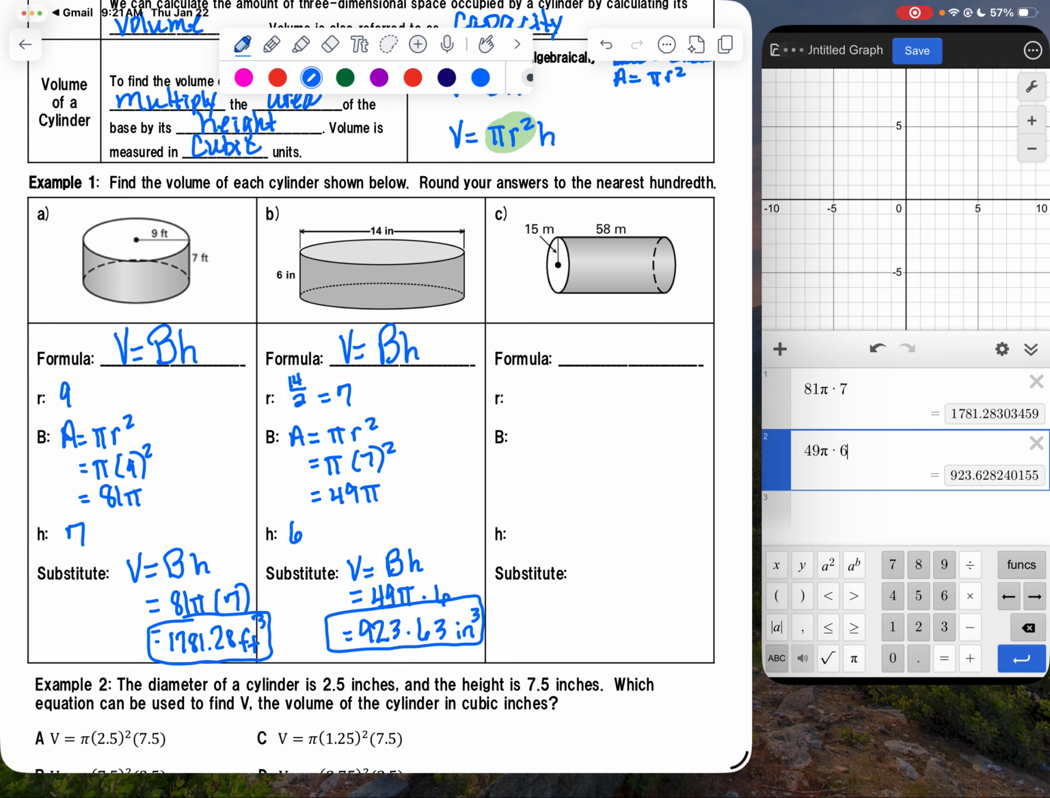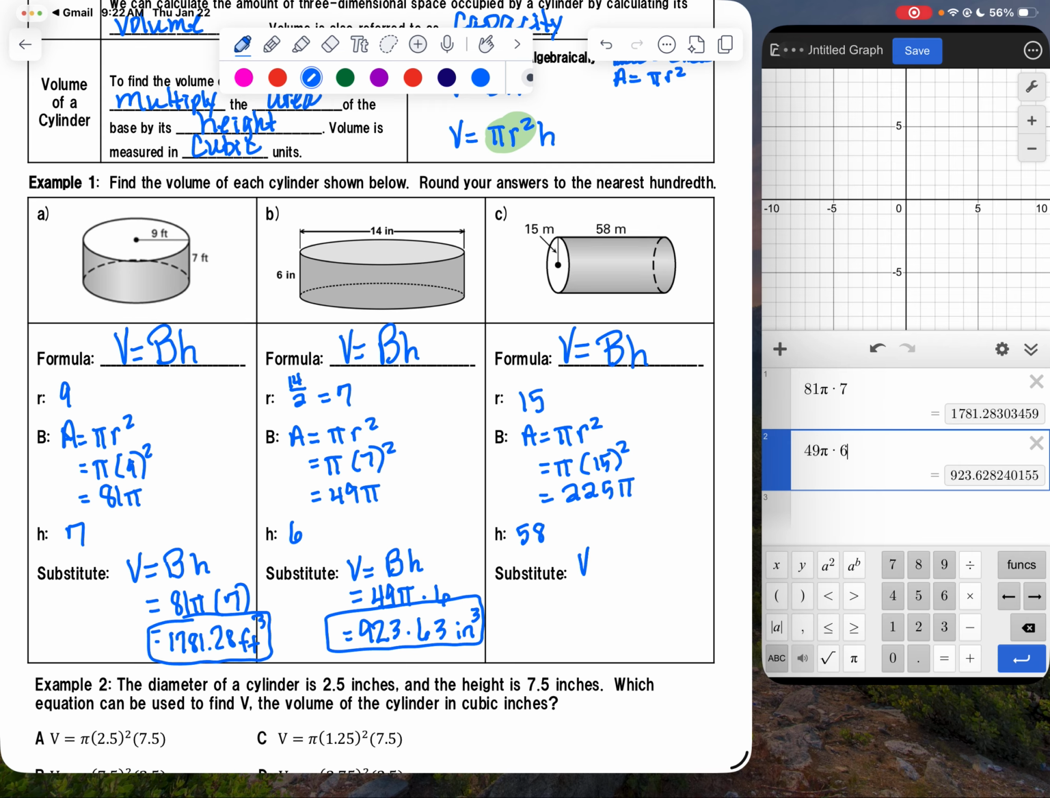All right, pause the video and try the last problem, problem C, on your own. All right, welcome back. Hopefully you wrote the formula, volume equals area of the base times the height. The radius in this problem is 15 meters. The area of the base is area equals pi r squared, so that would be pi times 15 squared, which is 225 pi. The height was 58 meters.